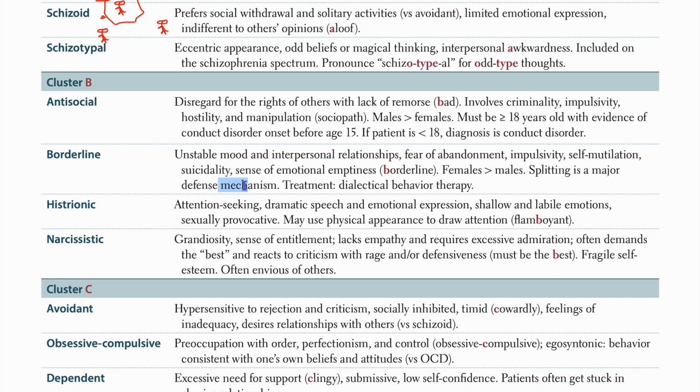Splitting is a major defense mechanism. That is important. If they give you a scenario with splitting and ask which cluster it is out of the options, it's going to be borderline, because splitting doesn't occur in any other personality. It's only in borderline, and it helps because there's a border between good people and bad people for them, and also they're always on the border or on the edge, because their mood is unstable and they're right at the edge of committing suicide, stuff like that. Okay, they cut themselves. Treatment is dialectical behavior therapy.